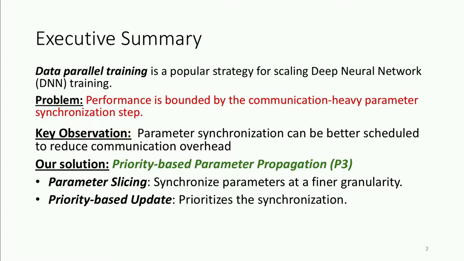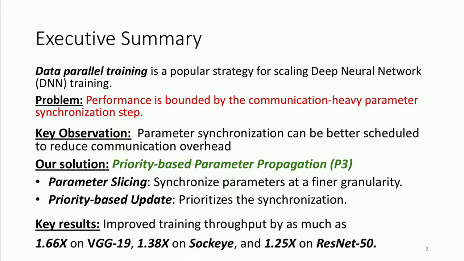So P3 implements two key optimizations. First one is parameter slicing, which synchronizes parameters at a finer granularity. And second one is priority-based update, which synchronizes parameters based on their priority. And with P3, we managed to improve the training performance of VGG19 by as much as 66%, a sequence-to-sequence-based model, Sockeye, by 38%, and ResNet 50 by 25%.